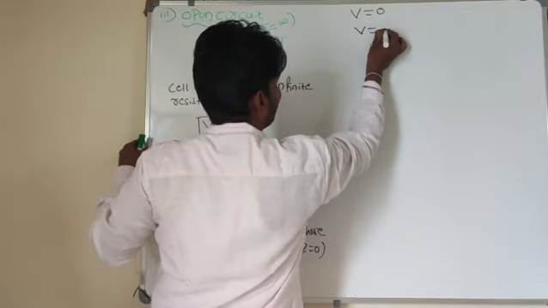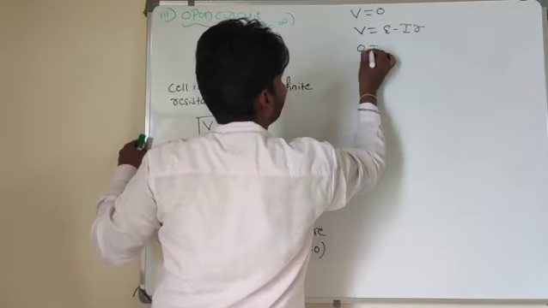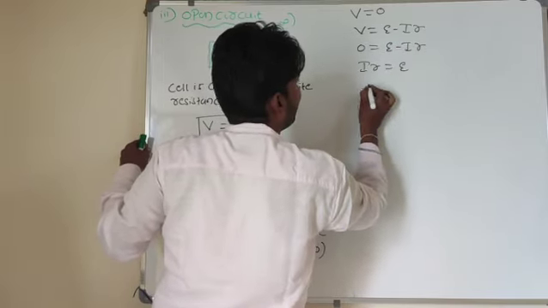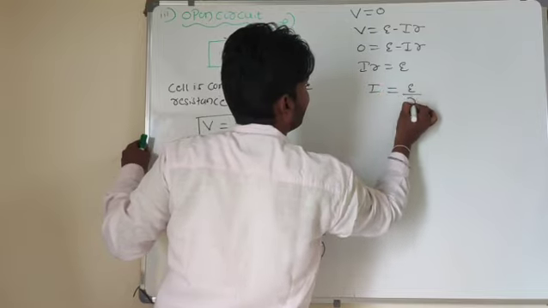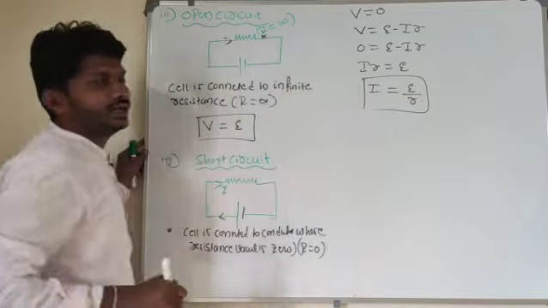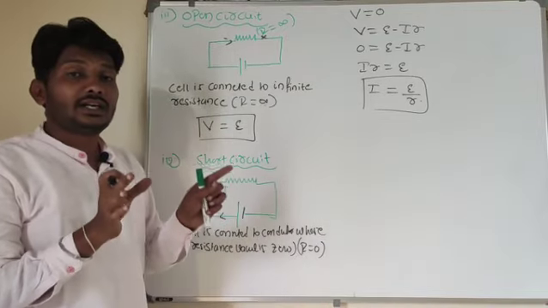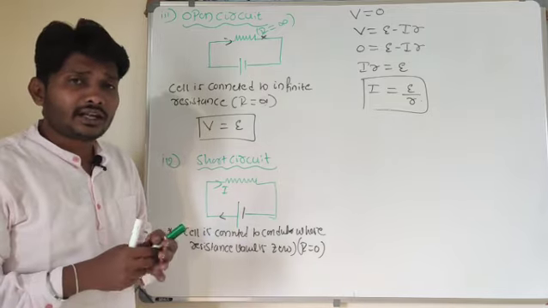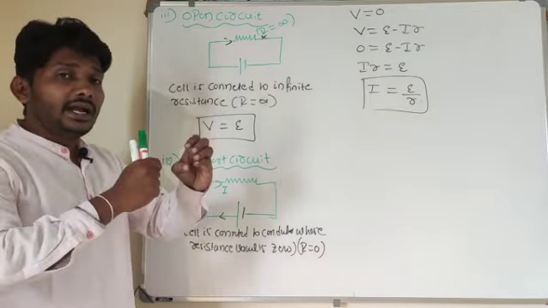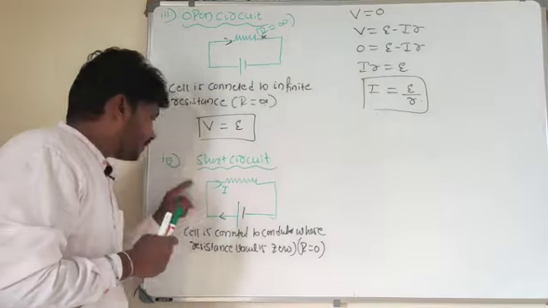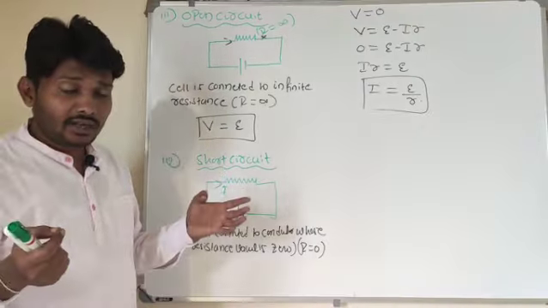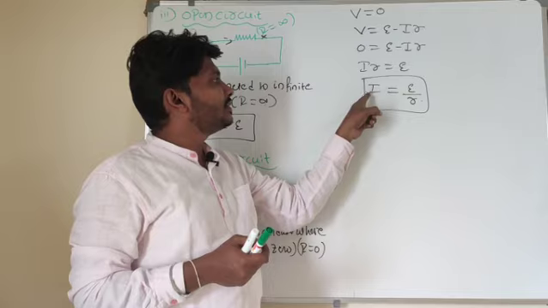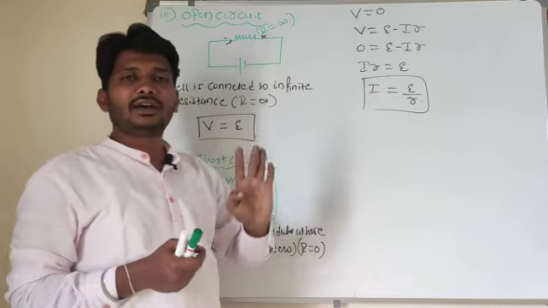So if the terminal potential difference is 0, I can take I into R is equal to E, where I is equal to E by R. So that is about a short circuit. In case of a short circuit, the cell is connected to a conductor whose resistance value is 0. If the resistance of the conductor is 0, the entire amount of energy will immediately flow from one point to another point, so there may not be a potential difference here. So look here, if the potential difference value is 0, I can take I is equal to E divided by R here.